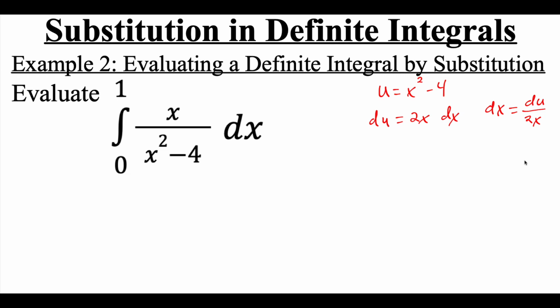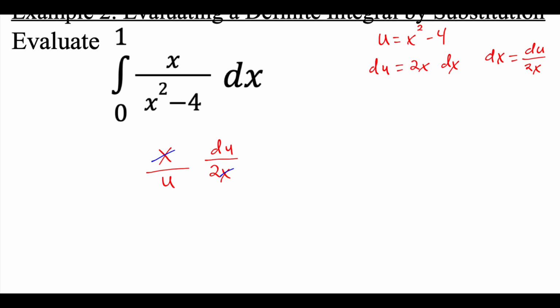Now I'm going to do my substitution. So in my integral, we're going to have x over u, and then we'll get rid of the dx and plug in the du over 2x. Now notice we've got this x on top and this x on bottom. Those are going to cancel each other out. So we end up getting 1 over u, and then we have du over 2 with our integral.